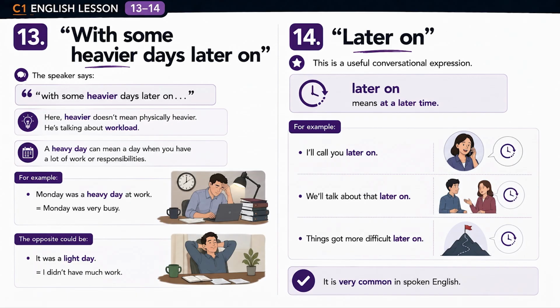And then at last we have later on. This is a useful conversational expression, later on. It means at a later time. I'll call you later on. We'll talk about that later on. Things got more difficult later on. It means at a later time. It is very common as well.